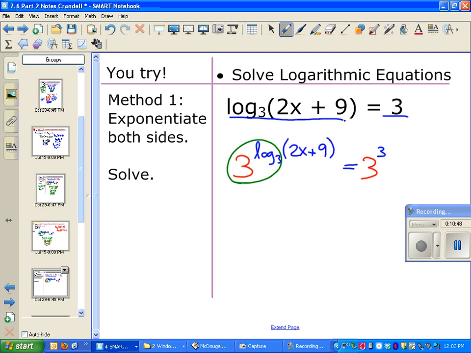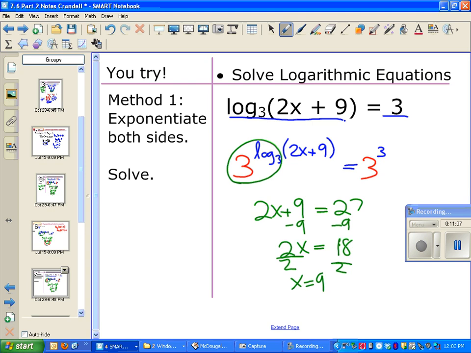All right, hopefully you did that. And then we have 2x plus 9 is equal to 27, since 3 times 3 times 3 is 27. So then we subtract 9 from both sides, and we get 2x is equal to 18. Divide by 2, and x is equal to 9. All right, and if you checked it, great. So when we check it, we're going to do log base 3 of 2 times 9 plus 9, and that is going to be a positive number, so that's okay. So 18 plus 9 is 27, so that would be fine. So x is equal to 9.